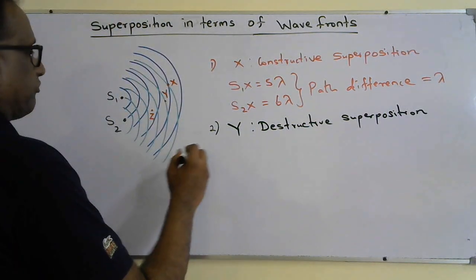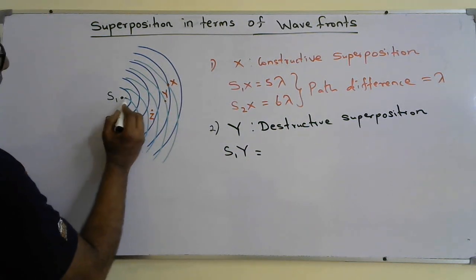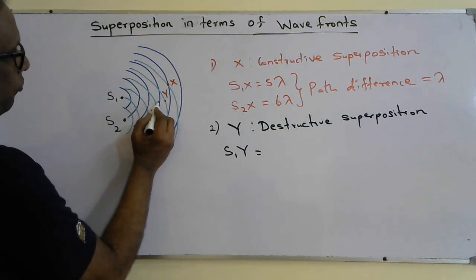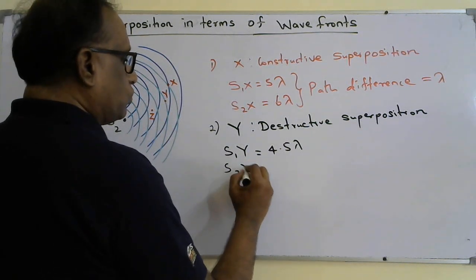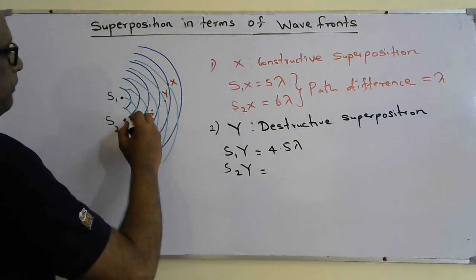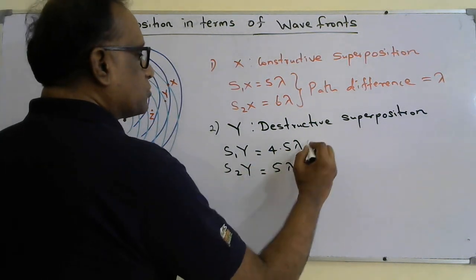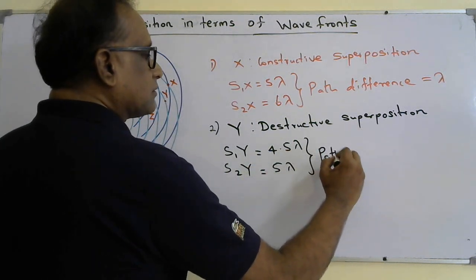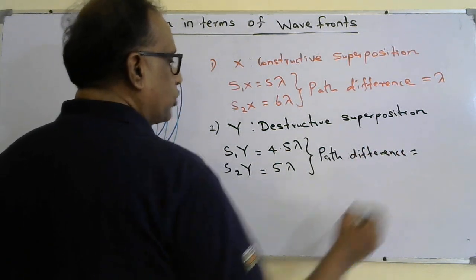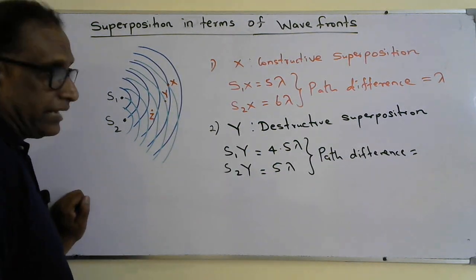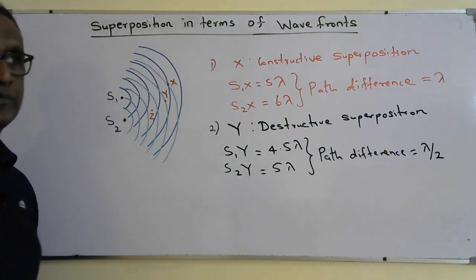So what could be the path difference? S1Y will be lambda, 2 lambda, 3 lambda, 4 lambda, 4.5 lambda. S2Y, how much is it? Lambda, 2 lambda, 3 lambda, 4 lambda, 5 lambda. So the path difference is 5 lambda minus 4.5 lambda, that is lambda by 2. We know that if it is lambda by 2, there will be destructive superposition.